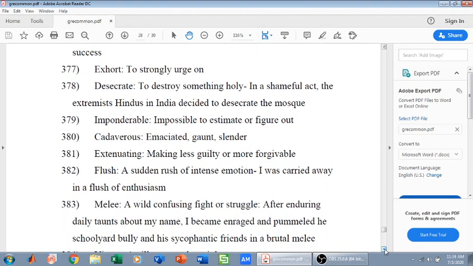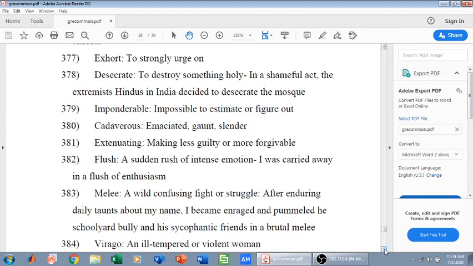We can use it in a sentence like, after enduring daily taunts about my name, I became enraged, I became angry. After hearing daily taunts about my name, I became very angry, I became enraged. And pummeled means to repeatedly beat with fist. Repeatedly use your fist to beat someone. Repeatedly punch. So I became enraged and pummeled the schoolyard bully and his sycophantic friends in a brutal melee.